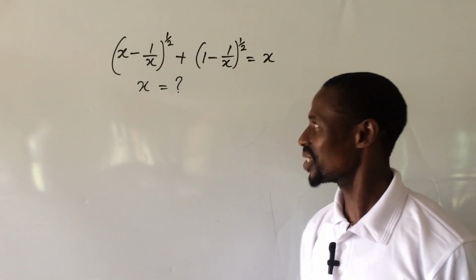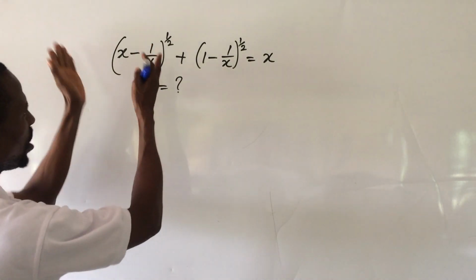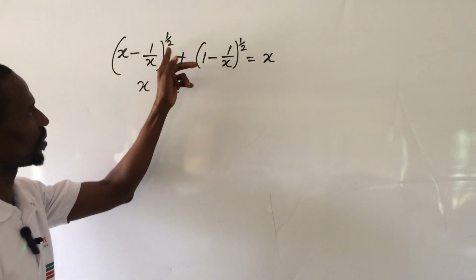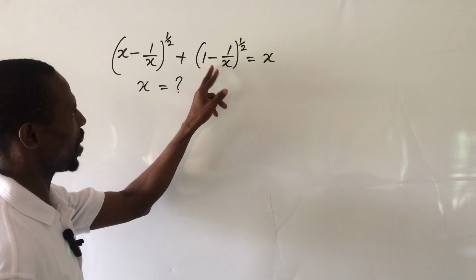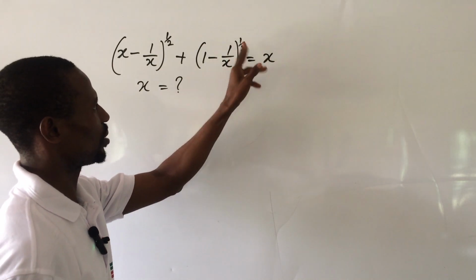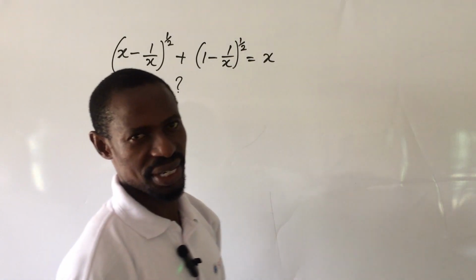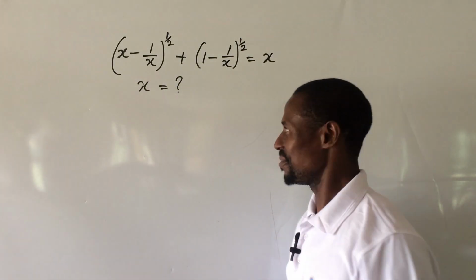Today we have a challenge. It's an Olympiad question, and the question reads: (x minus 1 all over x) to the power of 1 over 2, plus (1 minus 1 all over x) to the power of 1 over 2, equals x. What will be the possible value or values of x?